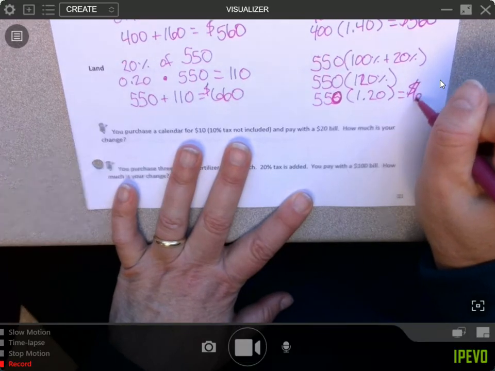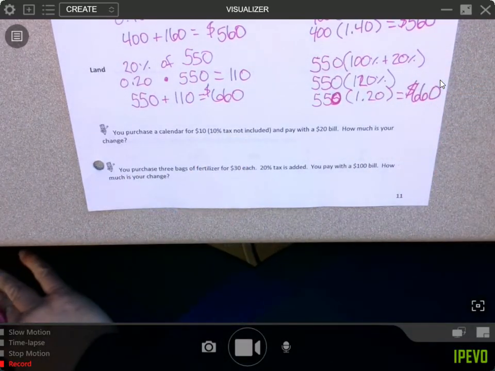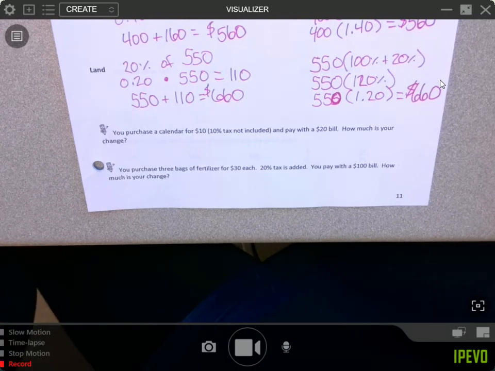We get that same $660. How are we feeling about this one? Show me your thumbs. Yeah, it's very similar to yesterday's. So if you were feeling good with yesterday's, today's is going to be the same thing, except instead of subtracting, we are adding.